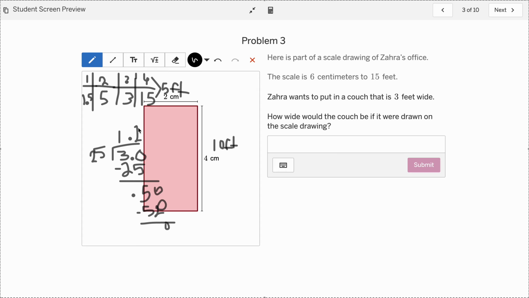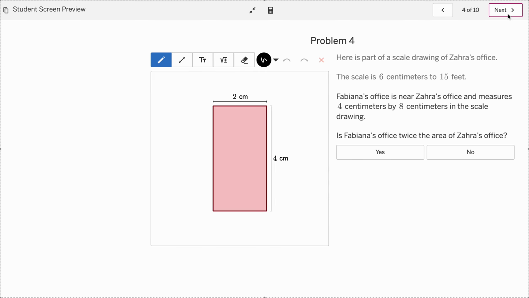So here we are, 1.2 centimeters. So what I would say here is 1.2 centimeters. That's what I would say. And you've kind of shown me your work already, if you do something like that.